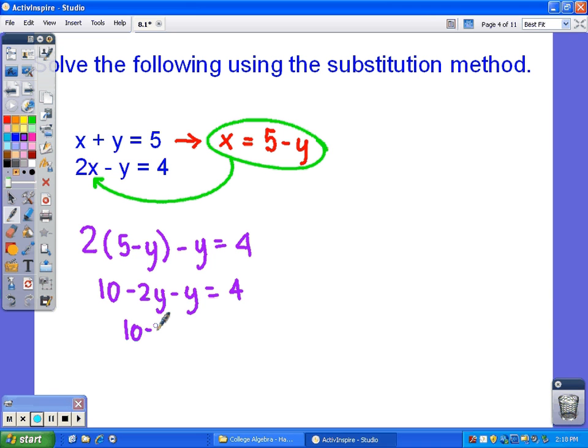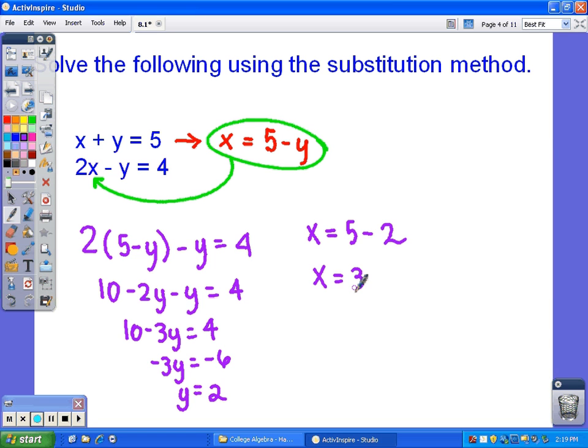combining like terms, we can subtract 10 from both sides and divide by negative 3, and we would get y is equal to 2. Now, just like before, we can take whatever we find and substitute it in to find the other variable. What you're going to find is that when you're using the substitution method, the easiest place to plug in would be the rewritten equation. So if I take my rewritten equation and change my y to a 2, that's going to give me x is equal to 3.